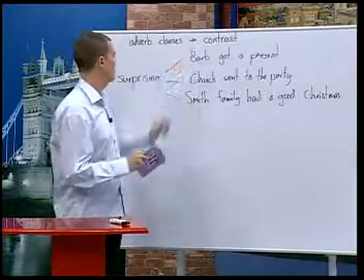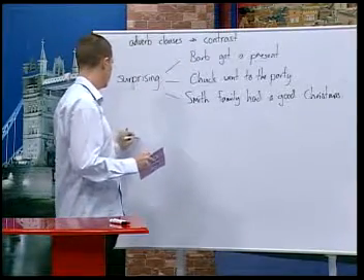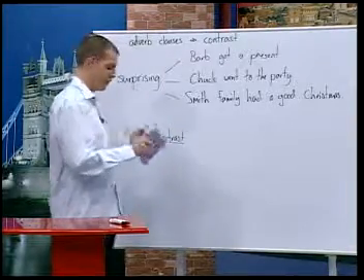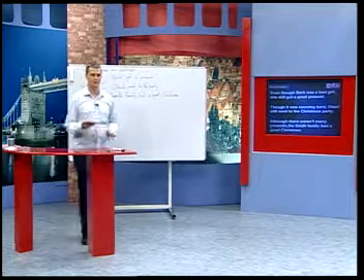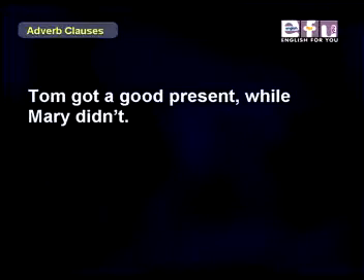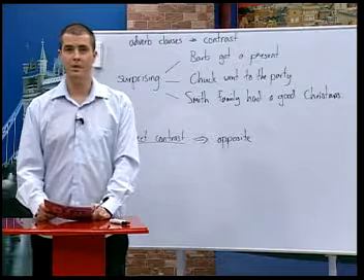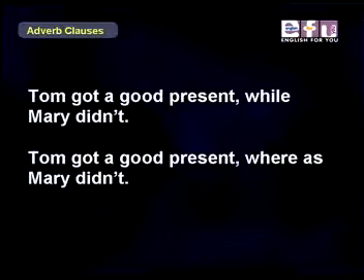Okay, the second is adverb clauses of direct contrast. We've got this contrast. Now we have direct contrast. Here are some examples. Tom got a good present while Mary didn't. And Tom got a good present whereas Mary didn't. The two clauses in these sentences are opposites. In the main clause, something good happened. Tom got a good present. In the adverb clause, something bad happened. Mary didn't get a good present.